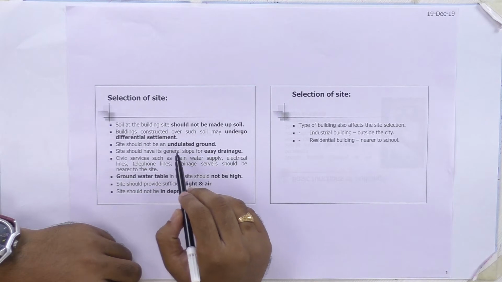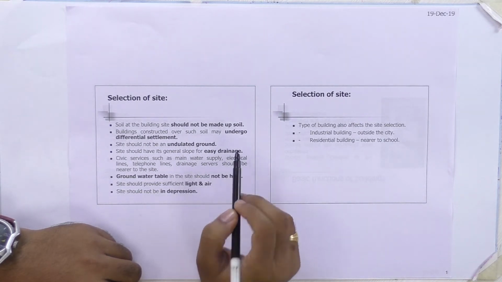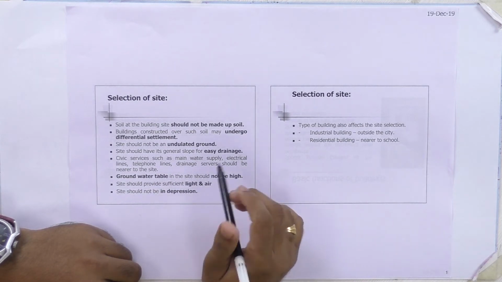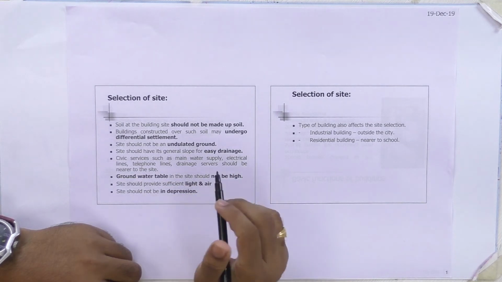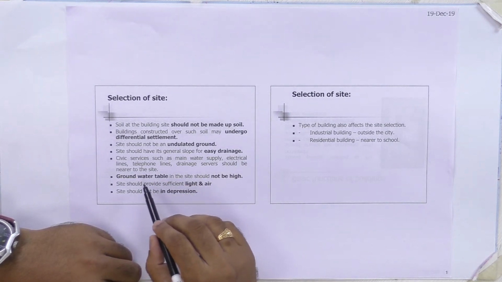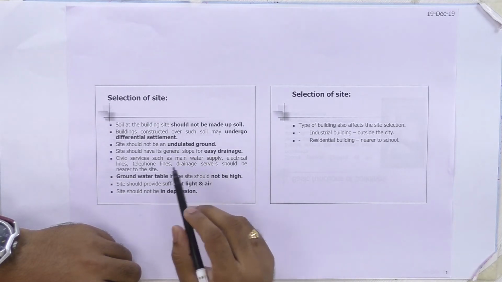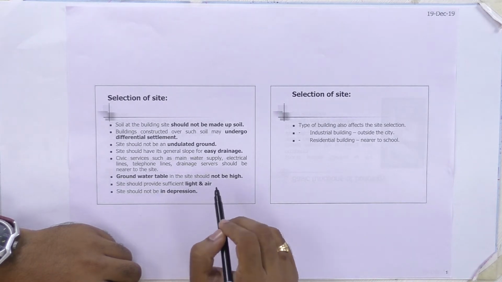Site should not be an undulated ground. Site should have its general slope for easy drainage. Civic services such as main water supply, electrical lines, telephone lines, and drainage sewers should be nearer to the site. And the next parameter is that the groundwater table in the site should not be high. Site should provide sufficient light and air, and site should not be in a depression.